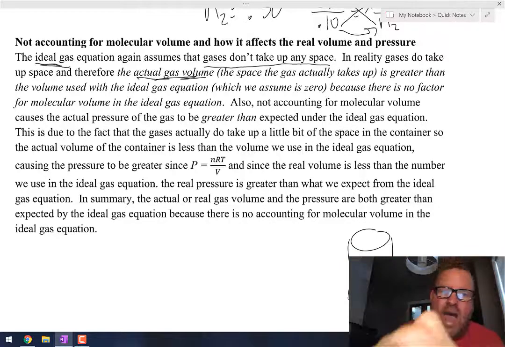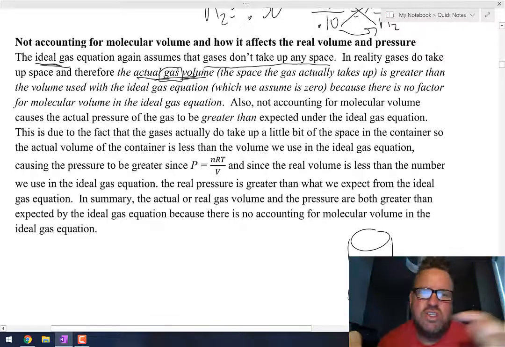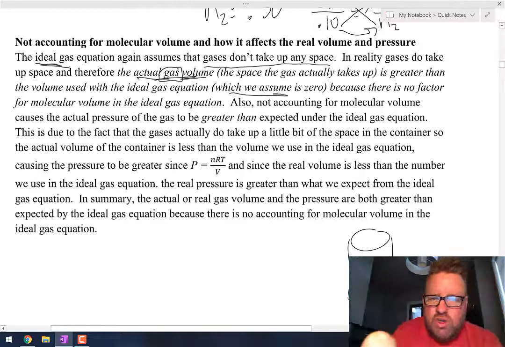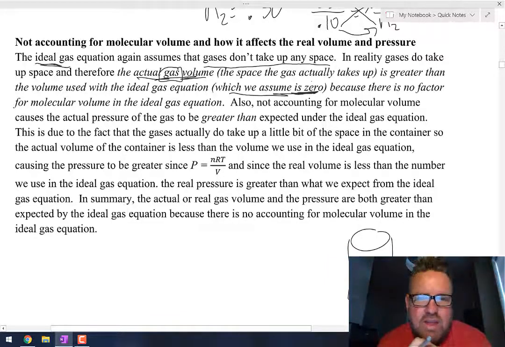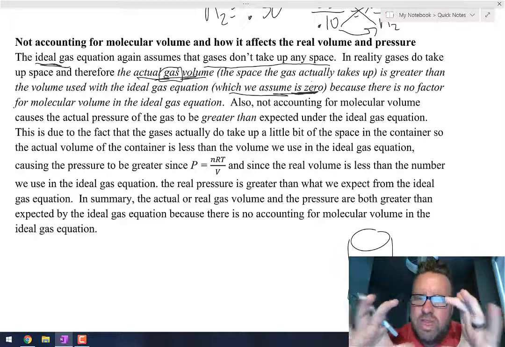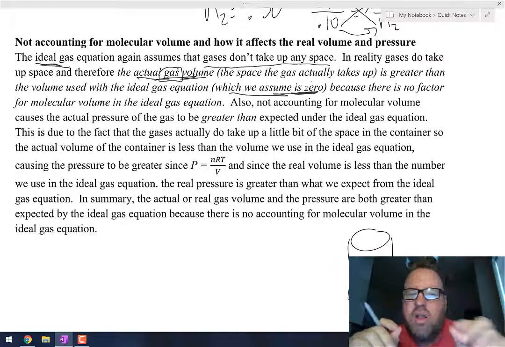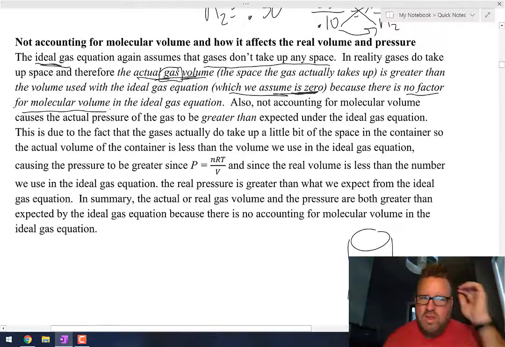Okay, the actual gas volume, not the container volume, the gas volume is greater than the volume used with the ideal gas equation, because again, we assume that the gas volume is 0. Okay, because there is no factor for volume in the ideal gas equation. There's the container volume in the ideal gas equation, but there's no how much space do the molecules take up. There's no factor for molecular volume.